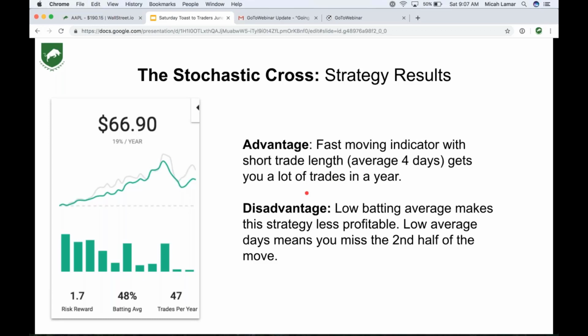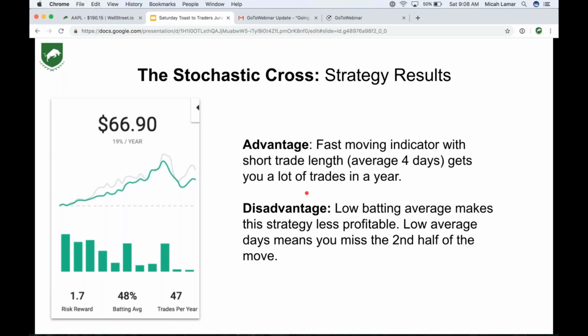Now, the low average days also means that from time to time, you miss the second half of a move, because if a move lasts, let's say, 7 or 8 days, and you're only in it for 4 days, you could be leaving a little bit of money on the table. So that's a little bit of the disadvantage.